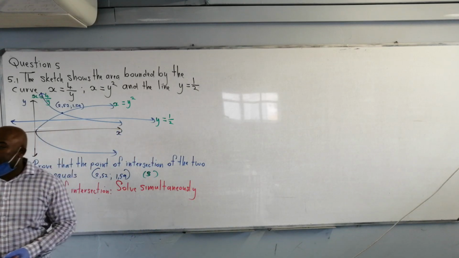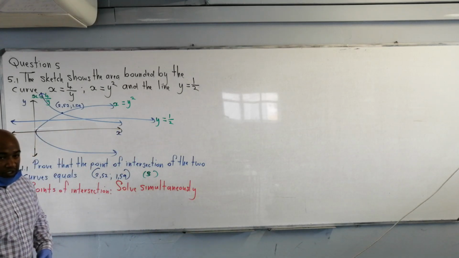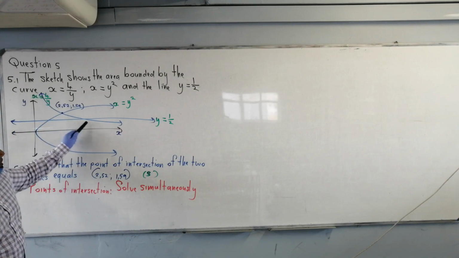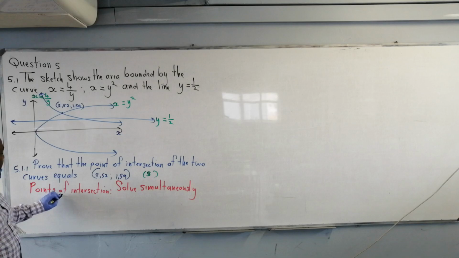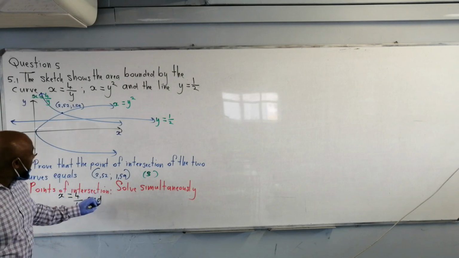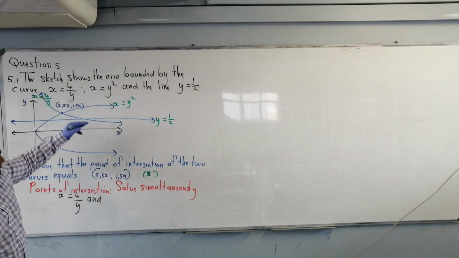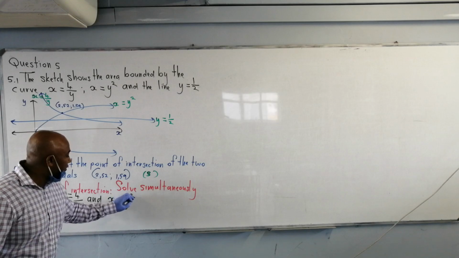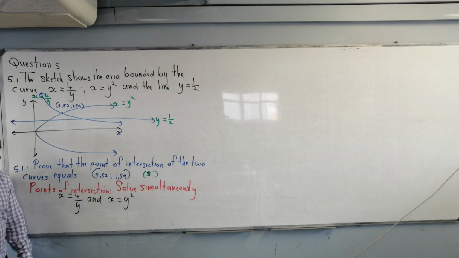So which 2 curves are touching them? Which 2 curves are intersecting? So it's this curve here. What do we have? We have x is equal to 4 over y, and this curve here, x is equal to y squared. So now, it's up to you.